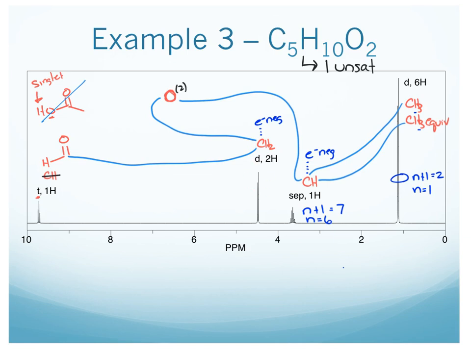Okay, so let's clean our mess up here a little bit. Start with our aldehyde. We have our CH2, O, CH, and our 2 equivalent CH3 groups on that carbon. So that's the structure represented by this spectrum. And also our one unsaturation is this carbon-oxygen double bond. So we've taken care of that.